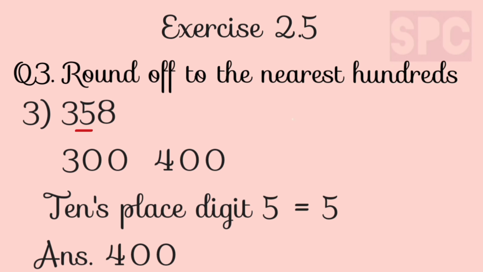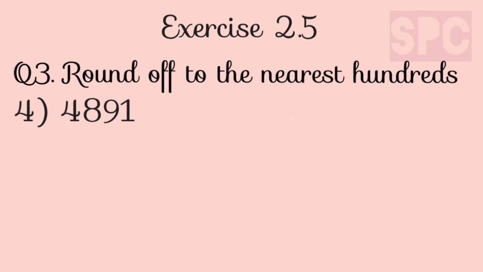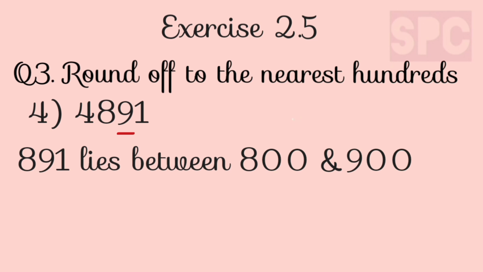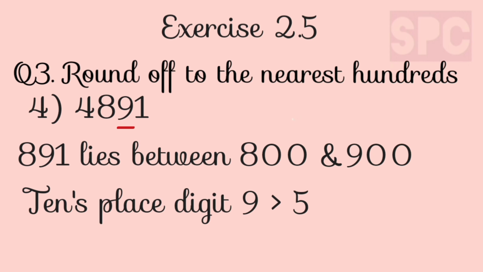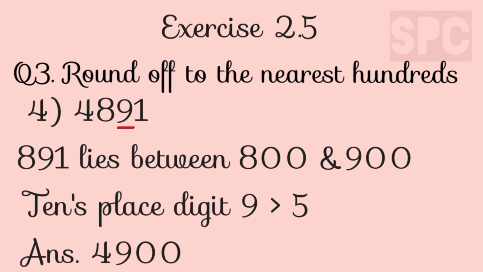Next example, 4891. Now this is a big number, but still we have to round off this number to its nearest hundreds only. So again we will check the digit at tens place only. So the digit at tens place is 9, which is more than 5. So we will step up. So since 891 lies between 800 and 900, after stepping up, we will get 900.